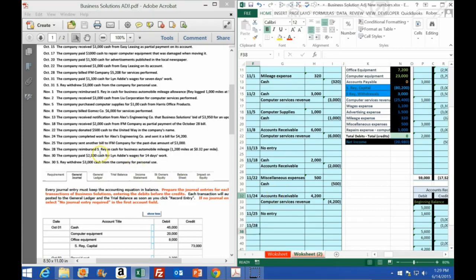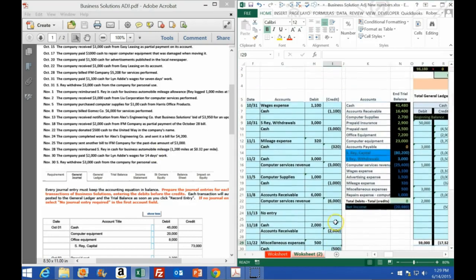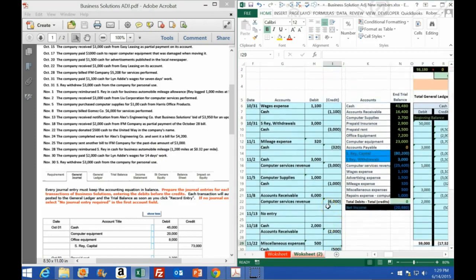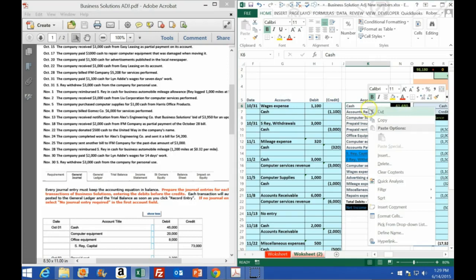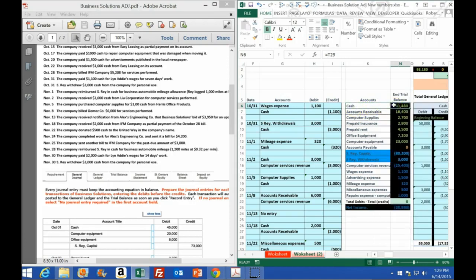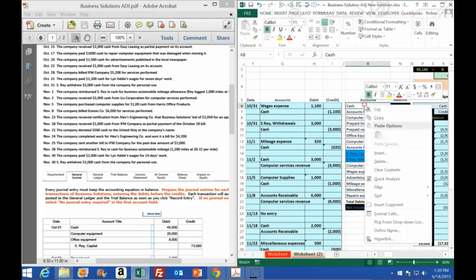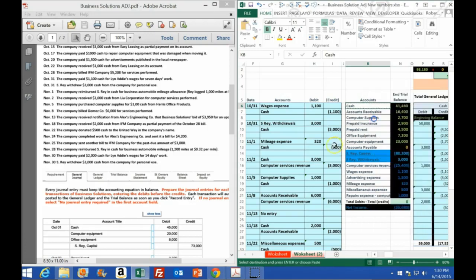1128. The company reimbursed S-Ray in cash for business automobile mileage. Same thing. So we did mileage, our mileage on it. The company's reimbursing us. Is cash affected? Yes, the cash is going down from the company's account. Cash is a debit balance. How do we make it go down? We do the opposite thing to it. We need to make it go down. How would we do that? We do the opposite, which in this case would be a credit.